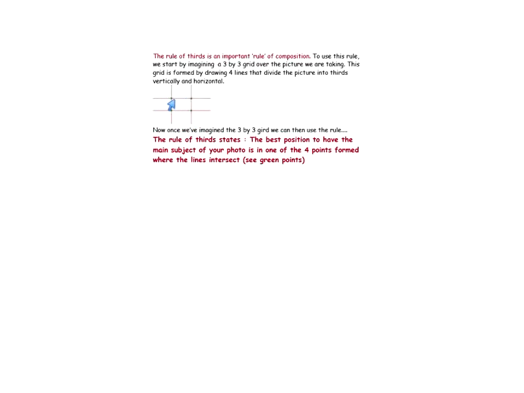And the place you want to put the subject of your picture is in one of these 4 places where the lines cross. Because your eyes are naturally drawn to those points anyways, so you want to put your subject there. That's the reason why the rule of thirds works. So remember, 2 important parts of the rule of thirds. One is that the picture is divided into 9 parts, and the other is that you place your subject in one of the 4 points where the lines cross.